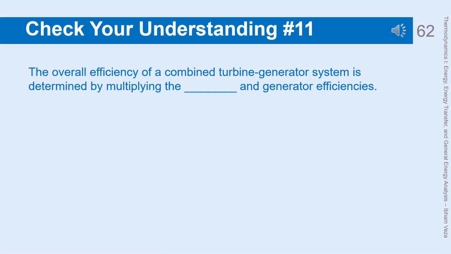Check your understanding. Number 11. This question emphasizes that the overall efficiency of a combined system is not added, but multiplied. This is often a source of mistakes in calculations. Each component contributes to the reduction of the overall efficiency. This concept is important in analyzing energy conversion chains. This understanding is crucial in power system design.